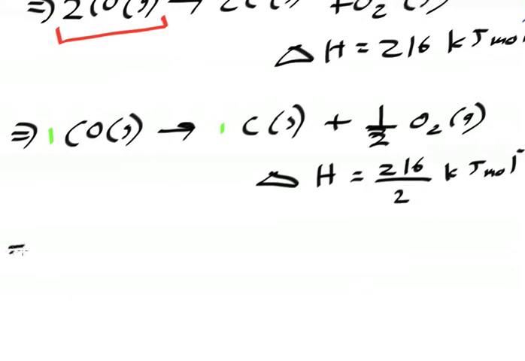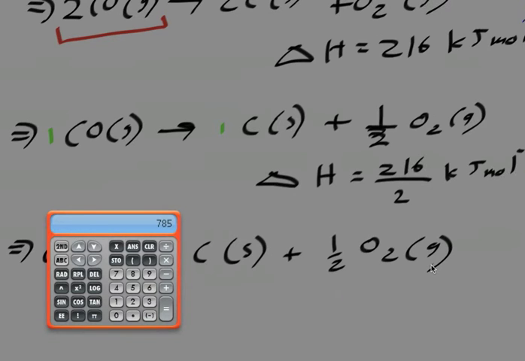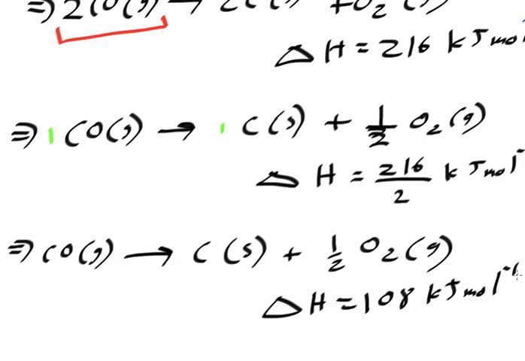So let's just write that out again. I've got CO as a gas. Goes to C as a solid plus a half O2 as a gas. And that 216, let's just do that. 216 divided by 2 is 108. So my delta H is equal to 108 kilojoules per mole.